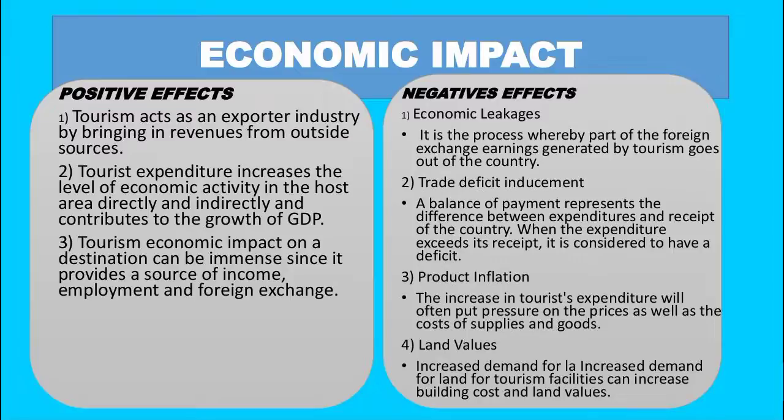And number 3 is product inflation. The increase in tourist expenditure will often put pressure on the prices as well as the cost of supplies and goods. Number 4 is land values. The increased demand for land for tourism facilities can increase building costs and land values.